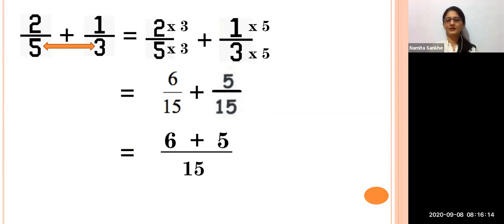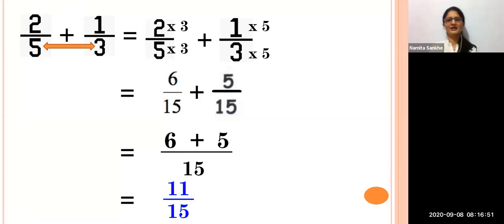6/15 plus 5/15. Now, what will be our answer? Yes, children. What will be your answer? Okay, just add the numerators and let me know. 6 plus 5 upon 15. How much? 11/15. 11/15. Very good. Yes, correct. So, when we added these two unlike fractions, we got the answer 11/15.